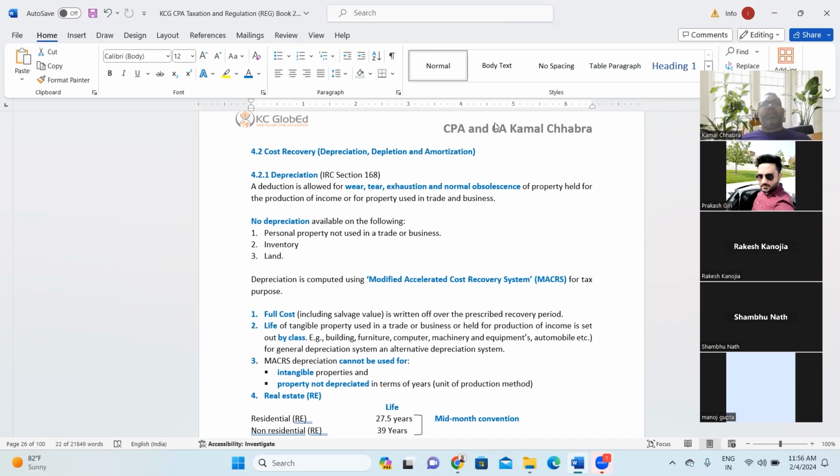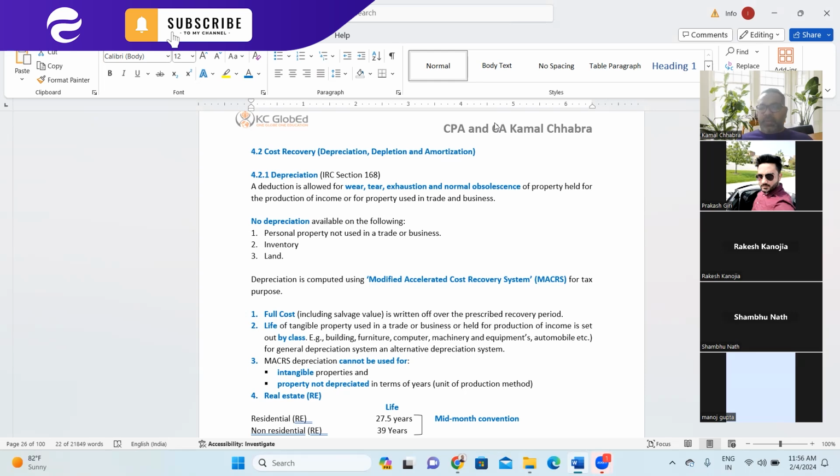No depreciation is allowable on the following: personal property not used in trade or business. That means personal use property. For that, you cannot charge depreciation. Clear? We discussed what personal use property is, like your car, your personal mobile, your laptop, your home, right? On that, you cannot claim depreciation as your business expense. But if you are using the movable property, which is also called personal property, on that, depreciation is allowed.